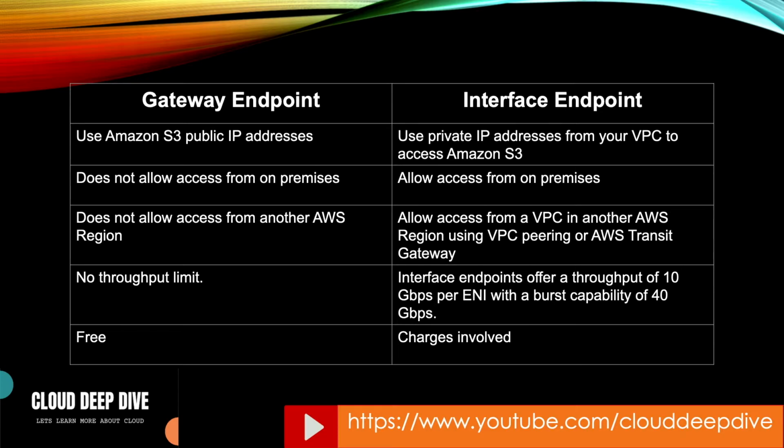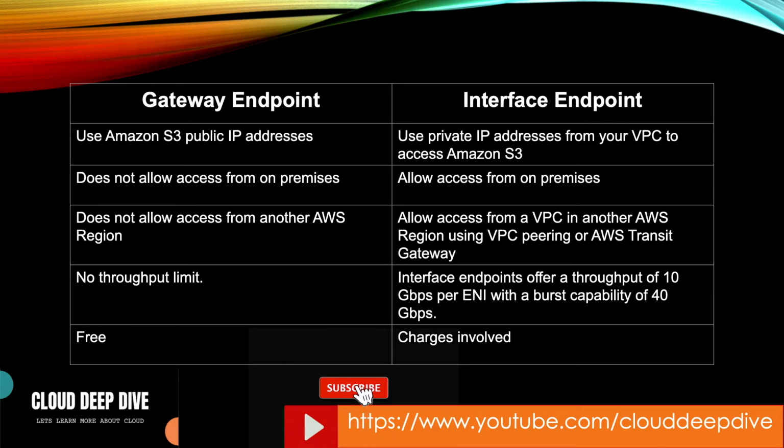But in case of the interface endpoint, what do you do? An ENI is created in your VPC, and that ENI gets a private IP address from your VPC only. So when you connect by using the interface endpoint, remember we had a DNS name, we use the DNS name to connect to that service, and that DNS name internally gets converted to the IP address of that ENI, and that is the private IP address of that ENI. So that's why I say that the gateway endpoint uses the public IP address, and the interface endpoint uses the private IP address, which is provided from your VPC only.